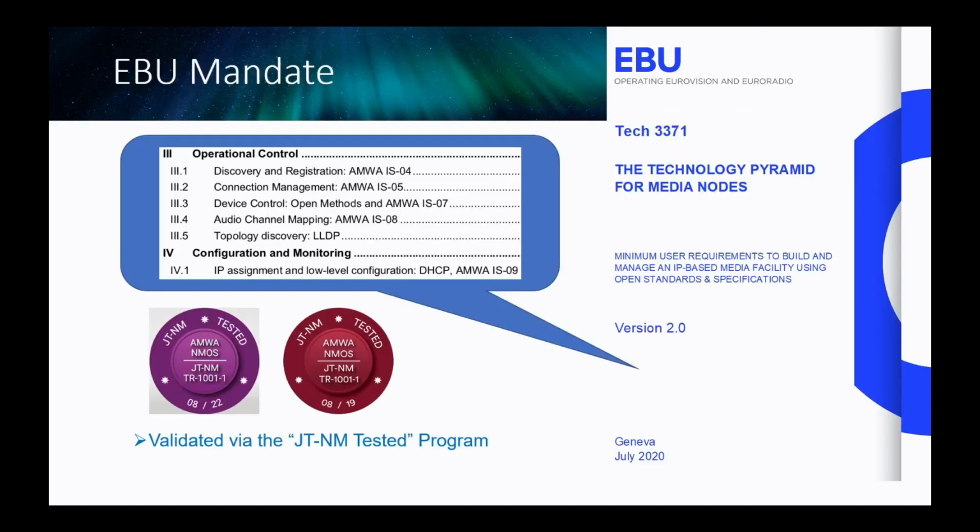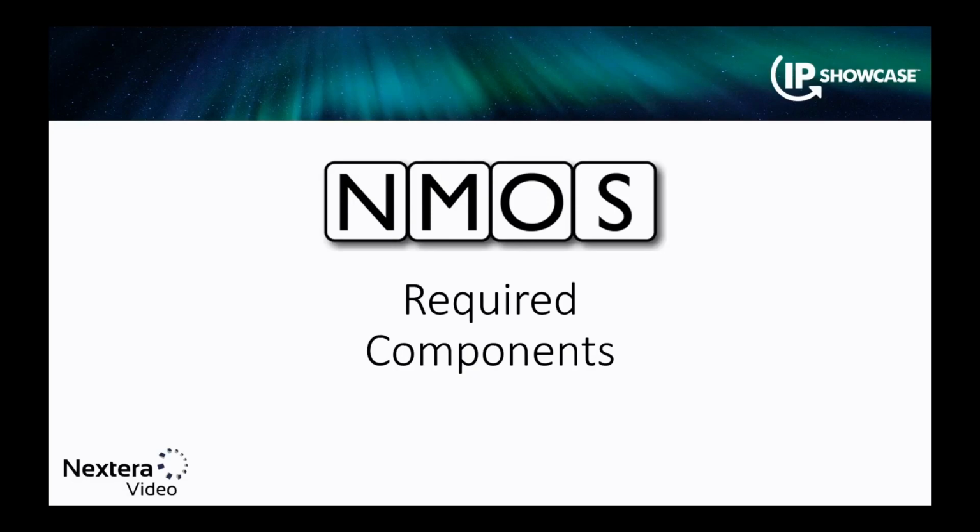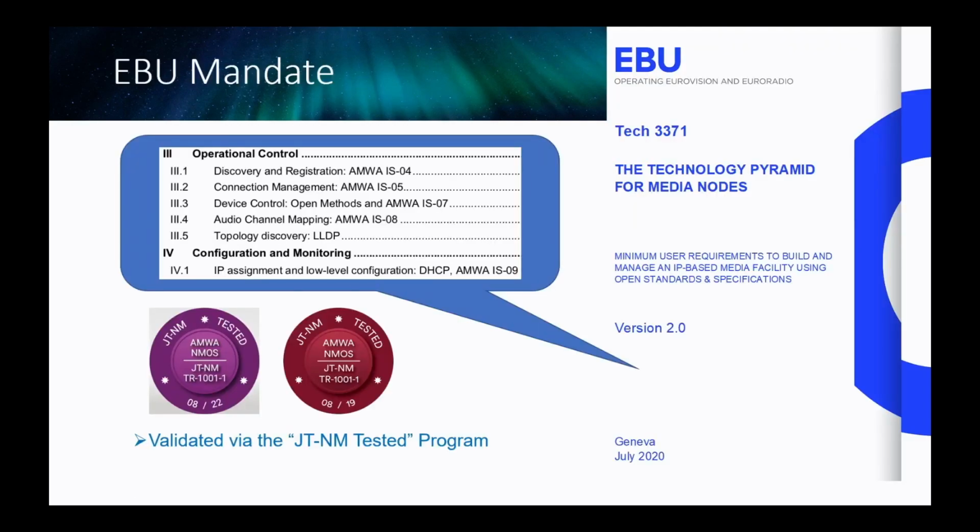Okay, so let's jump into the overview of how this all works and how it ties into 2110. So what are the required components of NMOS? First, I have to define what "required" means. Well, you probably have heard of the EBU. They actually made this document called Tech 3371 that says, here's our technology pyramid. Here are the minimum requirements for an AV over IP system.